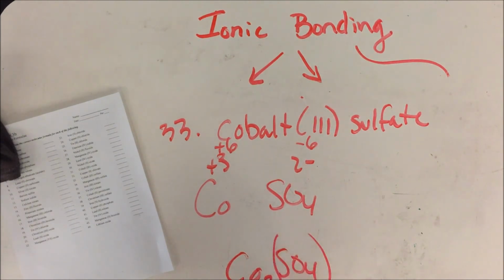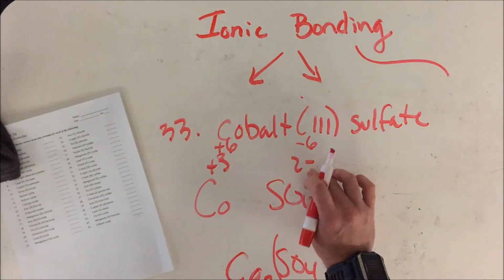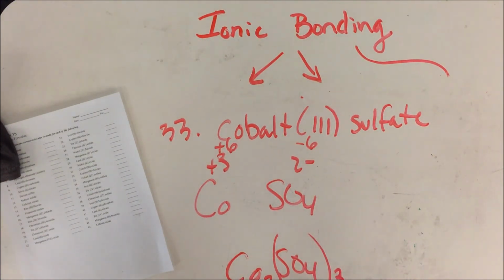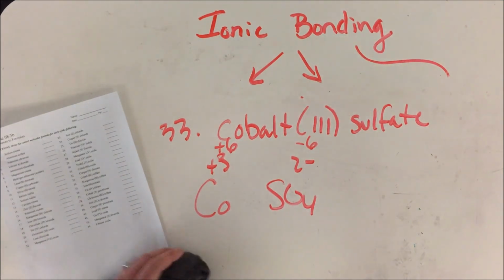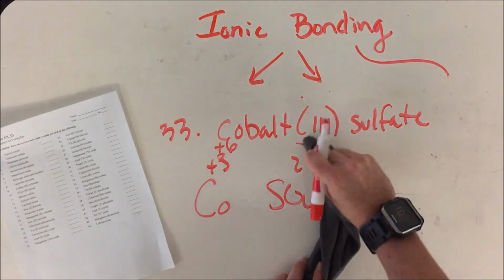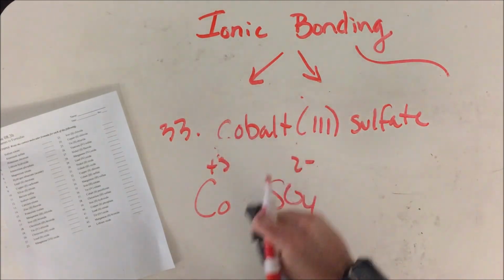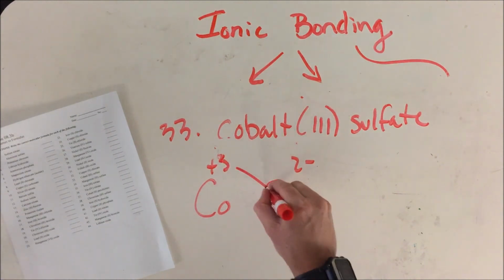SO4, I'm going to put parentheses around it because I'm going to need multiples. What times -2 equals -6? That would be a 3. Co2(SO4)3. Cobalt(III) sulfate. Now there's a faster way to do these types that a lot of people will tell you. And it's not to worry about your least common multiple or anything like that, but instead just to switch.